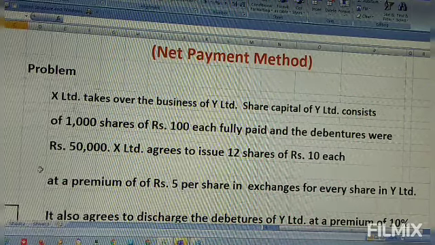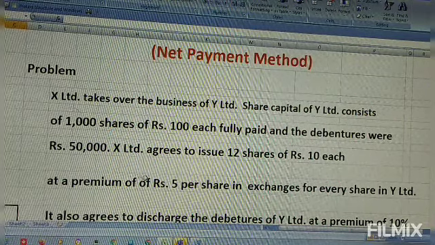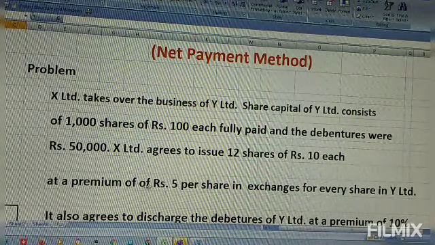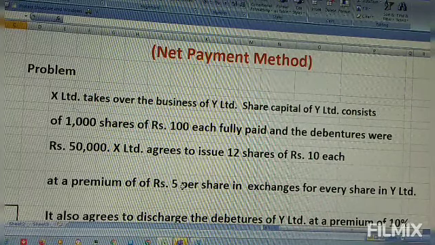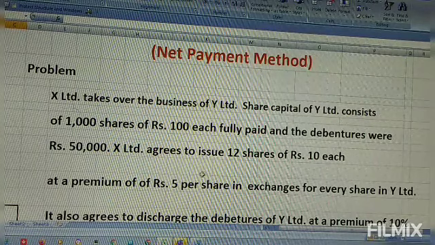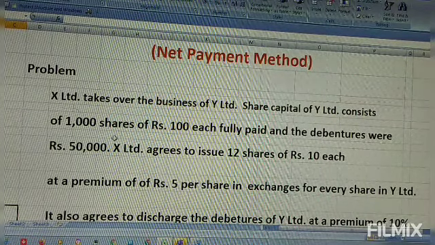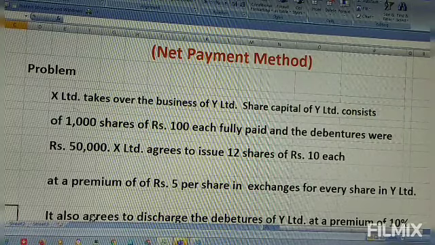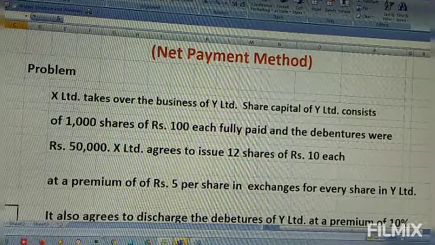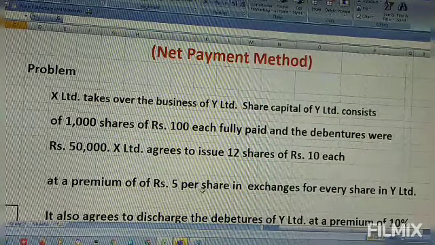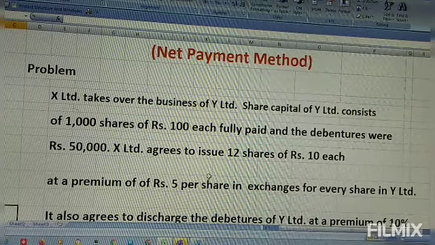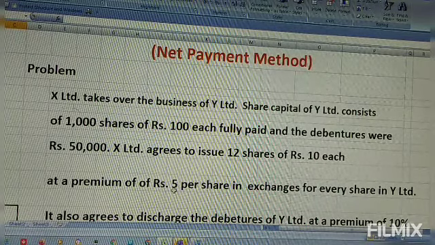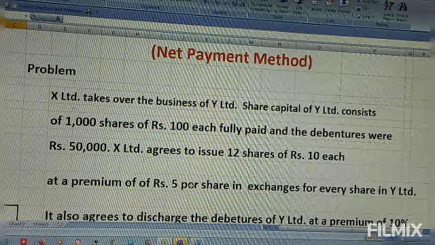Then X Limited agrees to issue 12 shares of rupees 10 each at a premium of rupees 5 per share in exchange for every share in Y Limited. It means X Limited gives 12 shares in place of 1 share of Y Limited, because Y Limited's share face value is 100. Here the face value is rupees 10, but the premium of rupees 5 is added. So it becomes 15, 12 into 15. Per share value becomes 180 here.